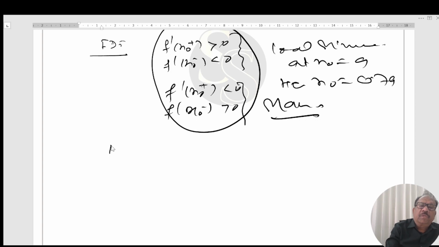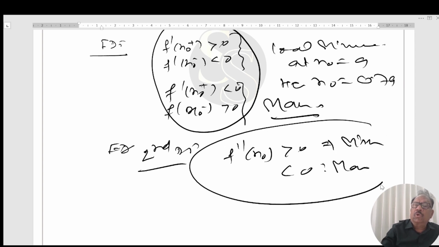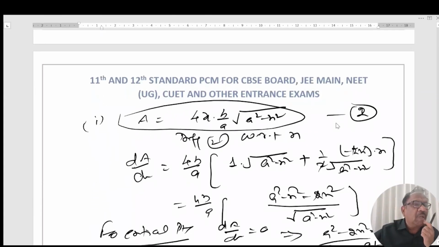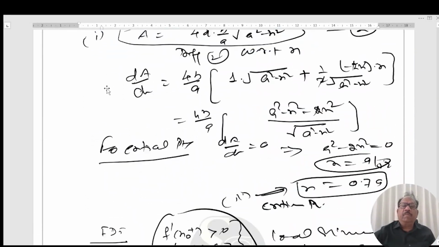And first derivative test, this is the first; second derivative test: f double dash x naught greater than 0, minimum; less than 0, maxima. Now simple calculation part is pending on it, right? I have discussed the complete calculations. Now what is the requirement in this case? Find the maximum area.